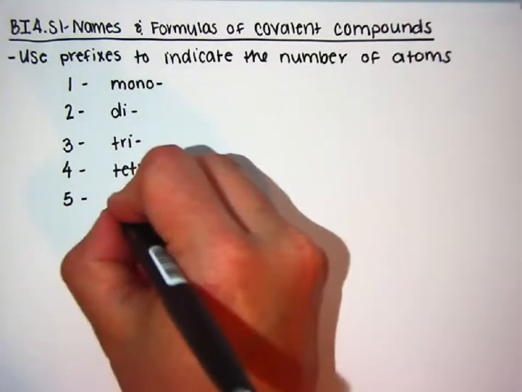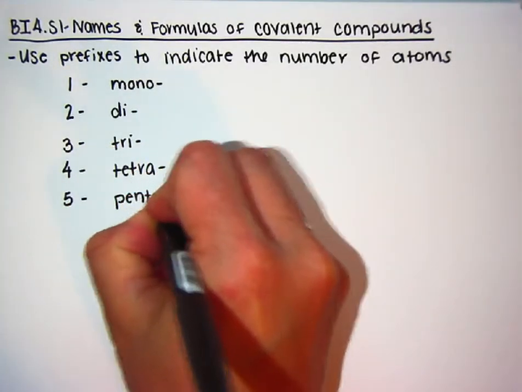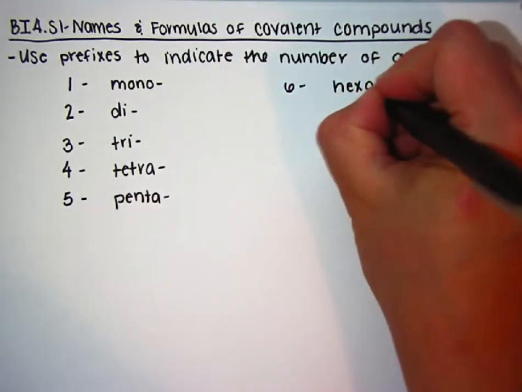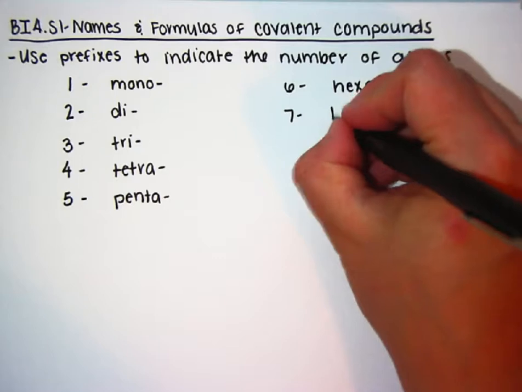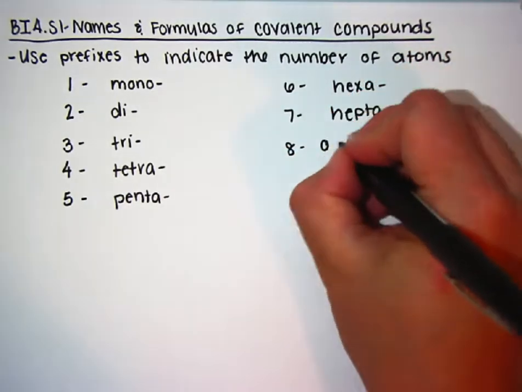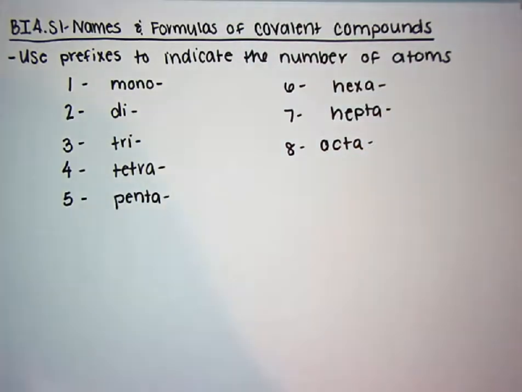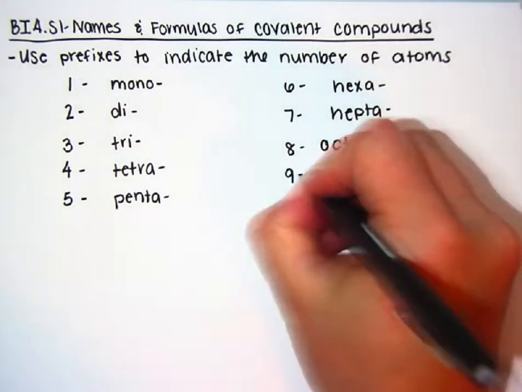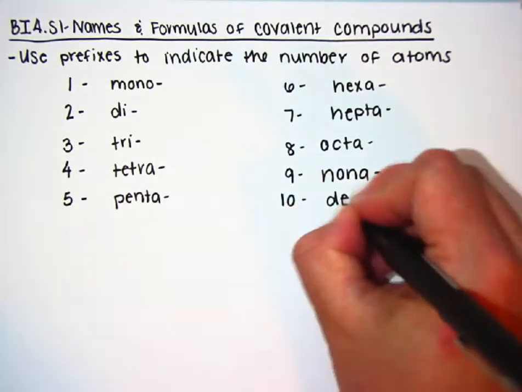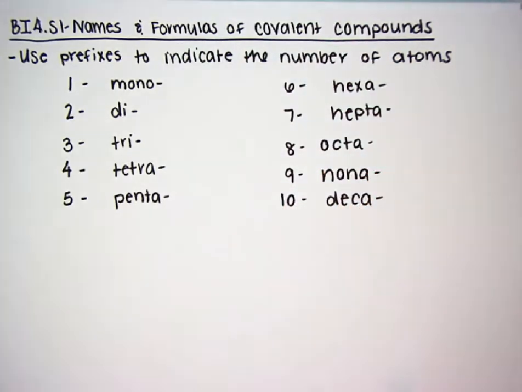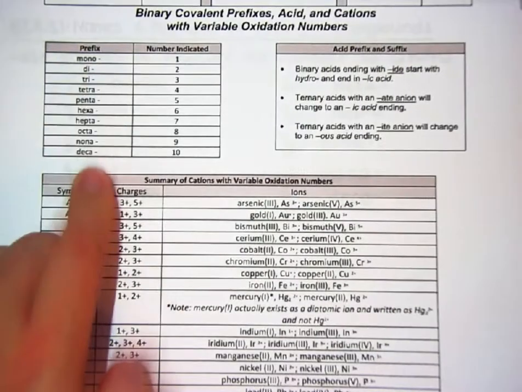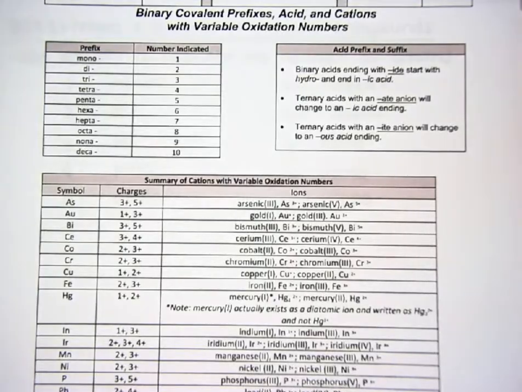Tetra is 4. 5 is penta. Pentagon, 5 sides. 6 is hexa, like a hexagon. 8 we should be familiar with, octa, like an octagon. 10, deca, like a decade, it's 10 years. So again, these are listed in your resource packet. There is a table that has all of them, but this way we have it in your notes as well.